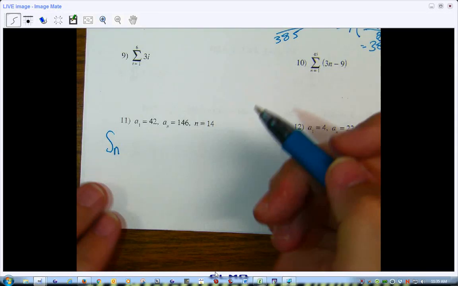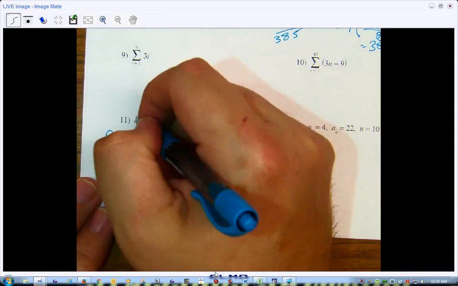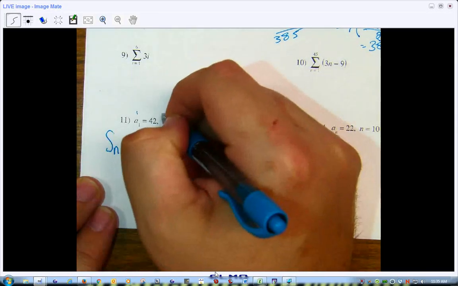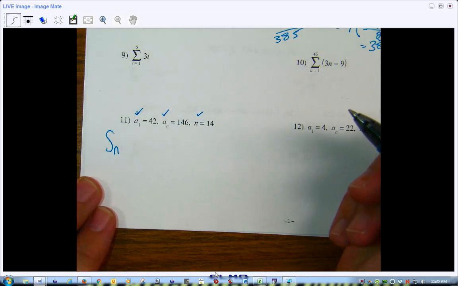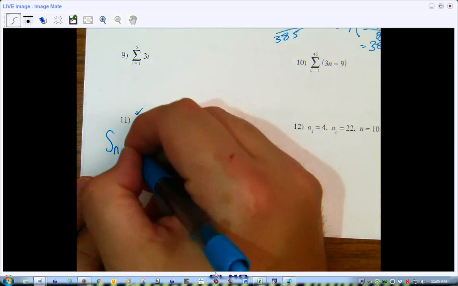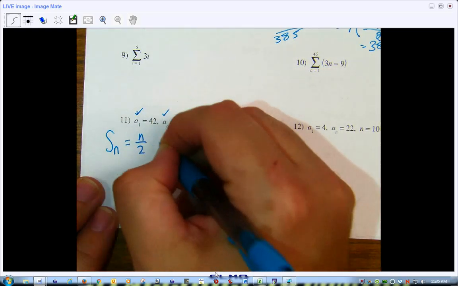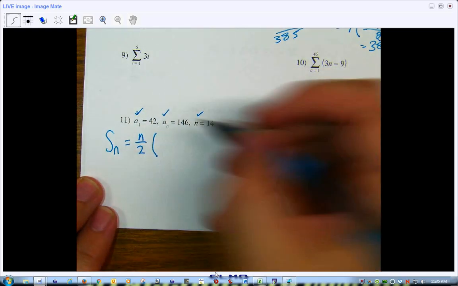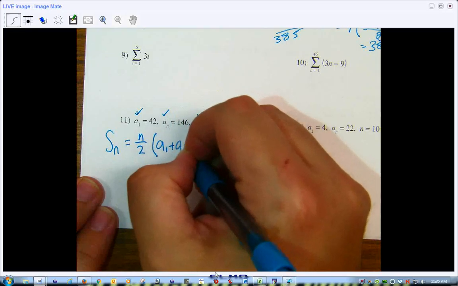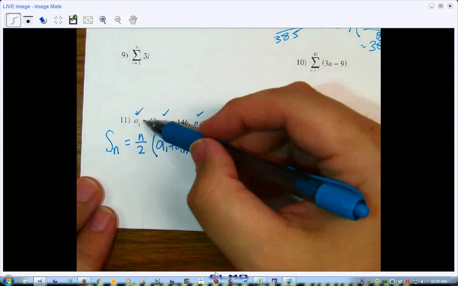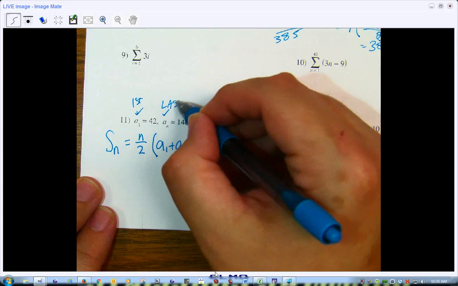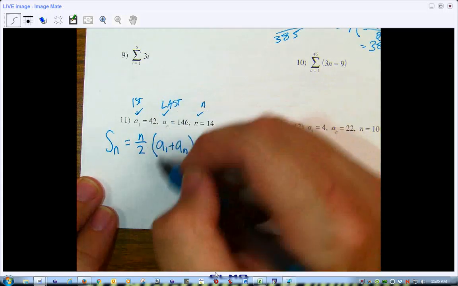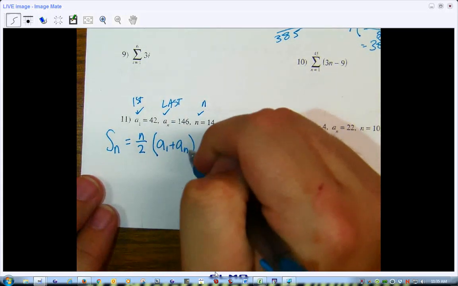Now for this one, I know a sub 1, and I know a sub n, and I know n. If I look at the formulas for arithmetic sequences, this is going to be n over 2 times a sub 1 plus a sub n. So if I know the first term, the last one, and n, this is the formula that I want to use.